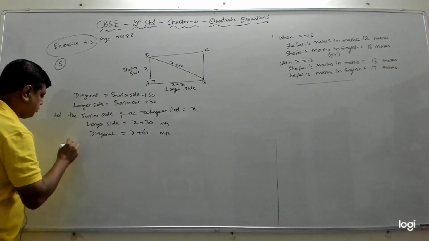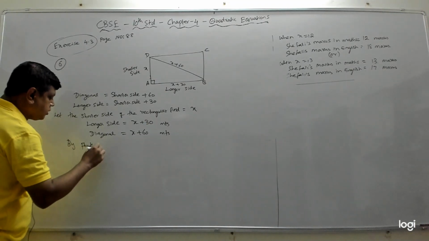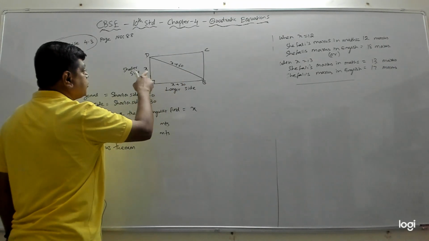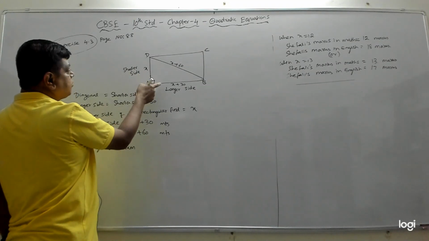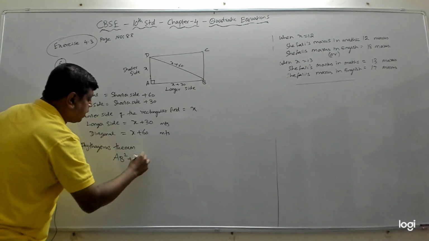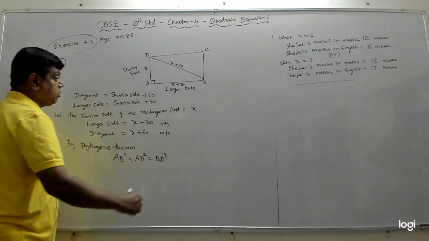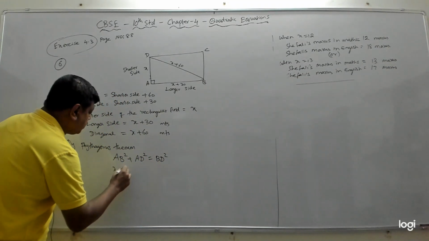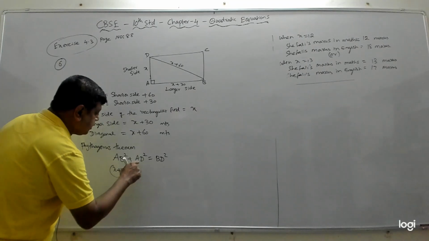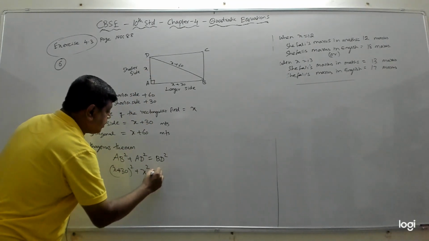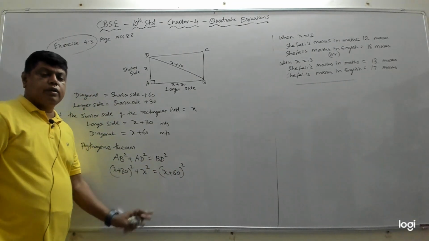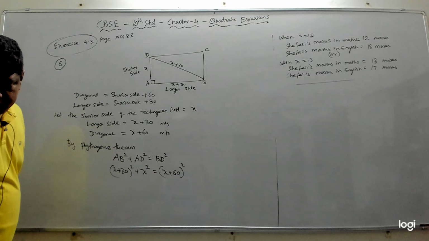Or we can say by Pythagoras theorem, which you would have studied earlier, the square of the hypotenuse is equal to the sum of the squares of the other two sides, which means AB square plus AD square equals BD square. This is what Pythagoras theorem says. Now what is AB square? It is (x plus 30) the whole square, plus AD is x square, equal to BD, which is (x plus 60) the whole square. Now we should simplify this equation and solve it to find the value of x.